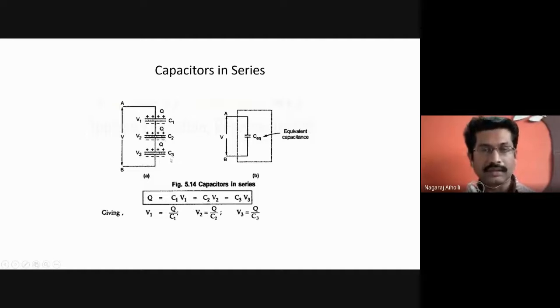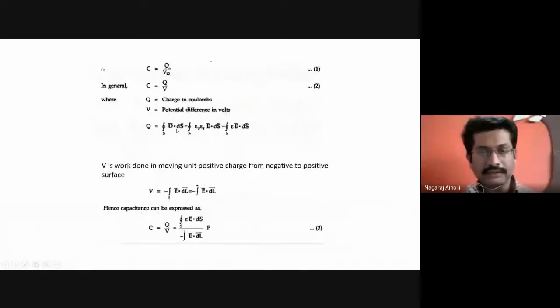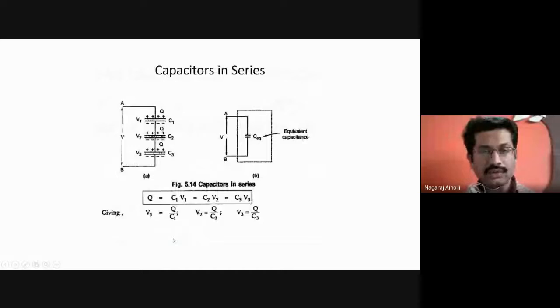If this is the condition, then the charge is given by C1 into V1 for capacitor C1. The basic equation for capacitance is C equals Q by V, or Q equals C into V. Hence, Q equals C1 V1 for capacitor C1, equals C2 V2 for capacitor C2, and equals C3 V3 for capacitor C3. But here we know that the charge Q deposited is the same for all the capacitors.